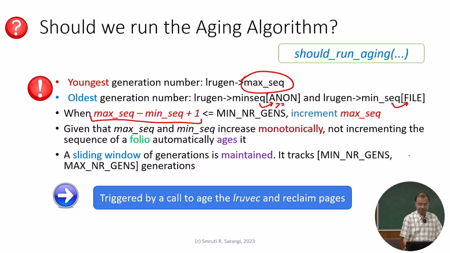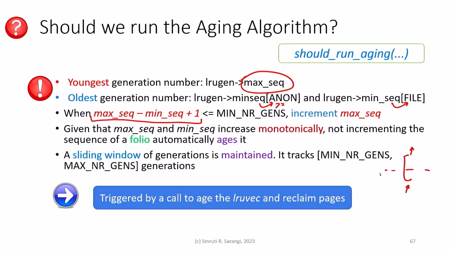And given that both of them increase, as I said, if the minimum increases and the maximum increases, but the generation remains where it is, ultimately it will catch up with the minimum. So this is why a sliding window is maintained.